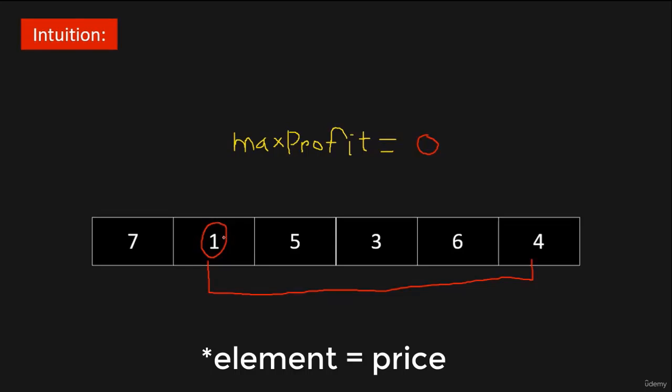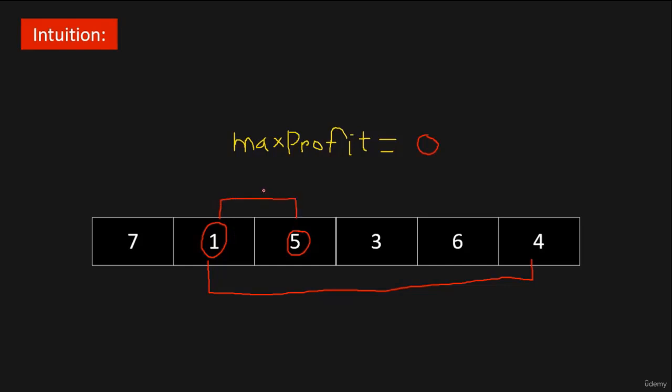Here we see 1 is less than 7, so we can't sell at 1 and buy at 7. Then our next element is 5 and the previous element is 1. We see that the previous price is less than our current price. So we will buy at this price 1 and we will sell at this price 5. The profit we will have is 4. So we will add that profit to max profit. So 0 plus 4 equals 4.